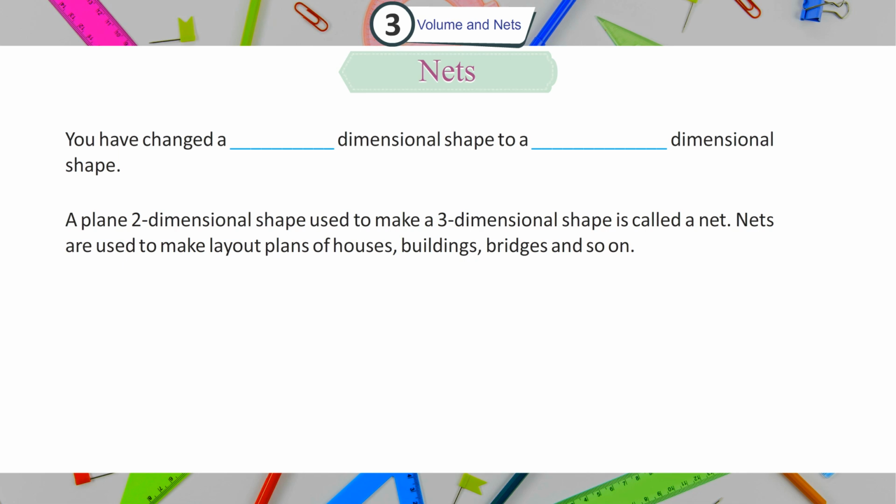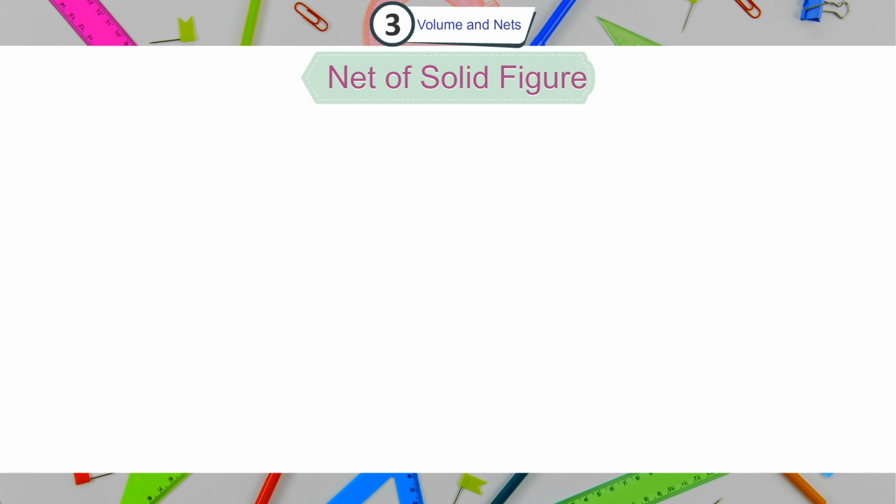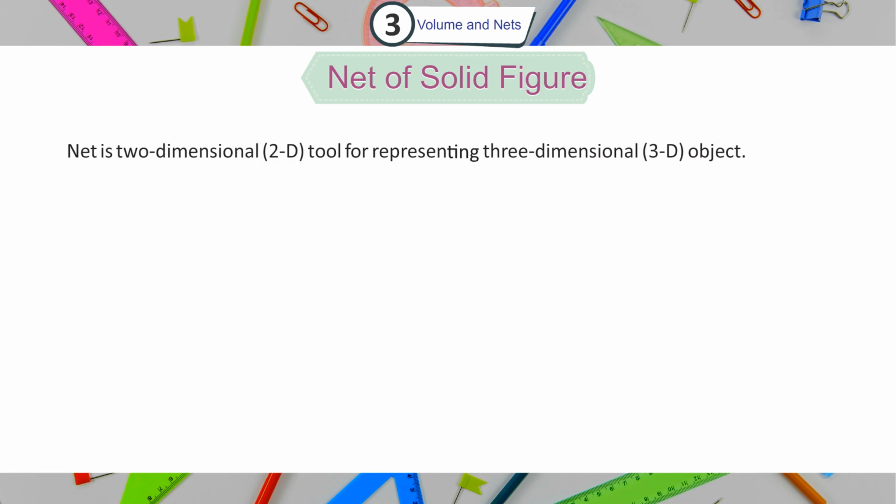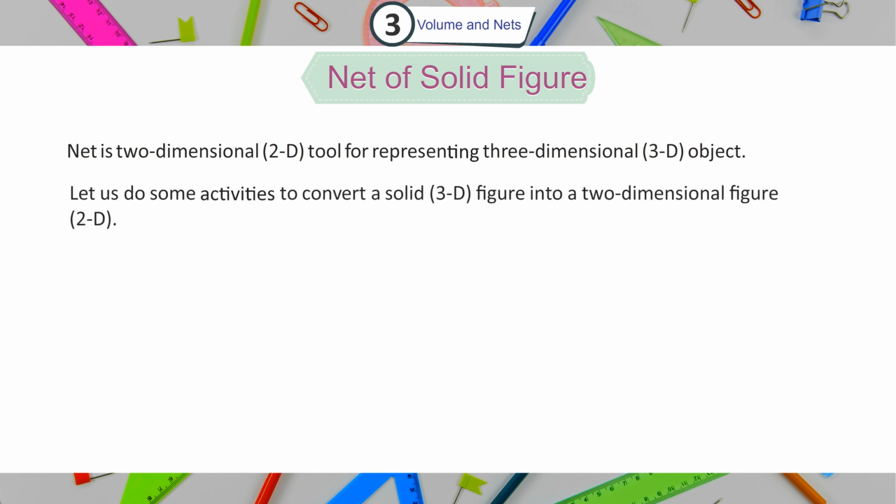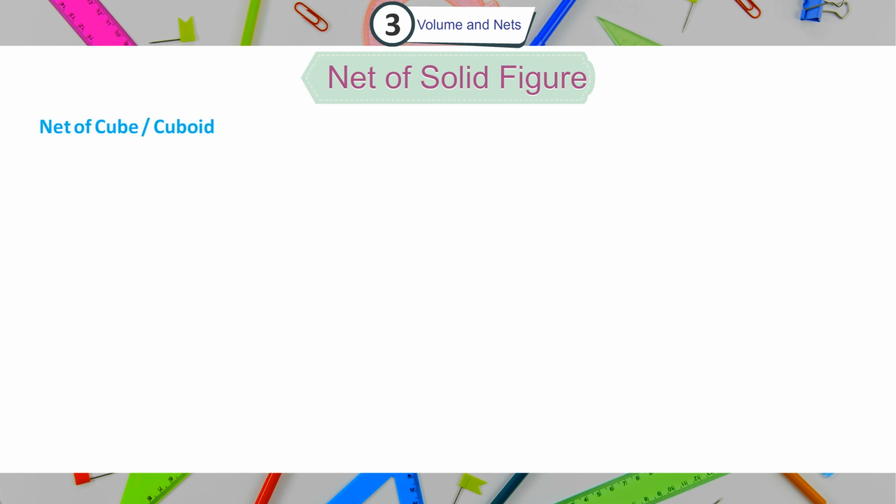Nets are used to make layout plans of houses, buildings, bridges, and so on. Net of solid figure: a net is a 2-dimensional (2D) tool for representing a 3-dimensional (3D) object. Let us do some activities to convert a solid 3D figure into a 2-dimensional figure. Net of cube or cuboid.